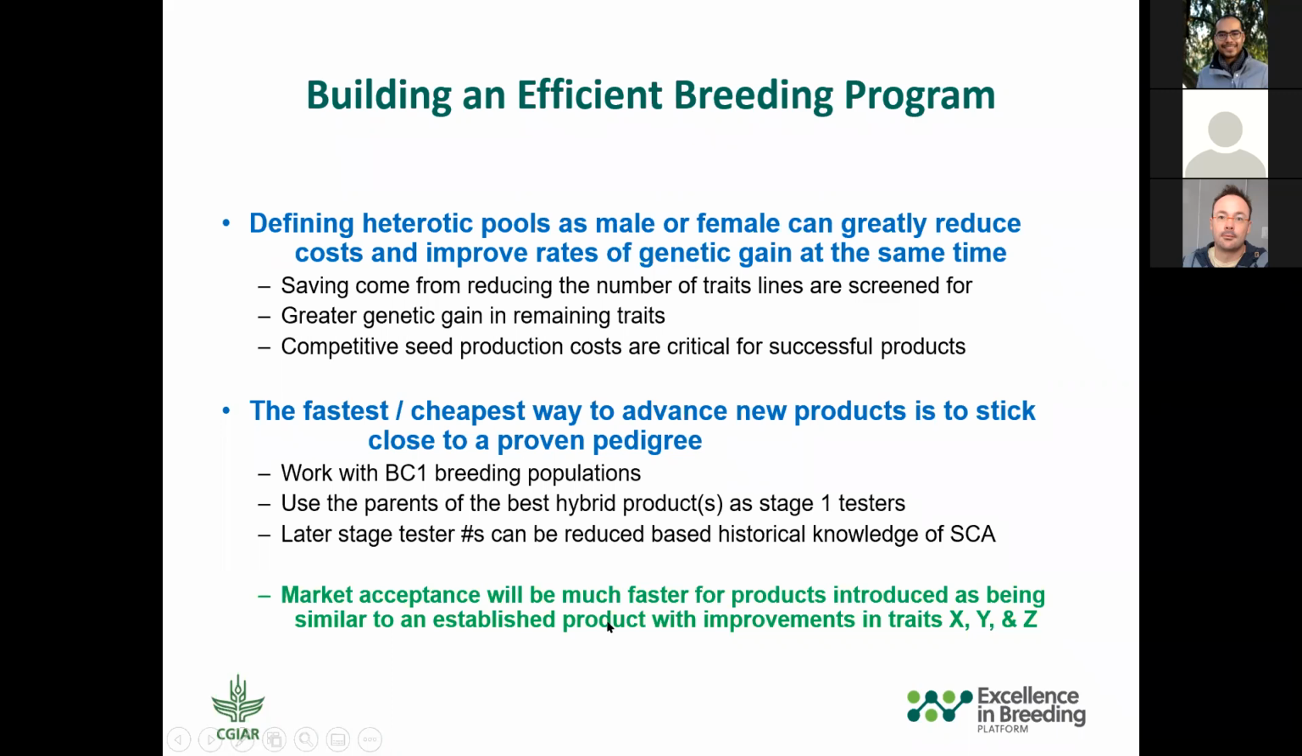And it also applies to the market, because when you want all this work to pay off, you want the farmers to pick it up and the hybrid to get large market share as fast as possible. And market acceptance will be much faster for products that are introduced as being similar to an established product that the farmer's already comfortable with, and this new product just has improvements in traits X, Y, and Z. That's a much easier sale.